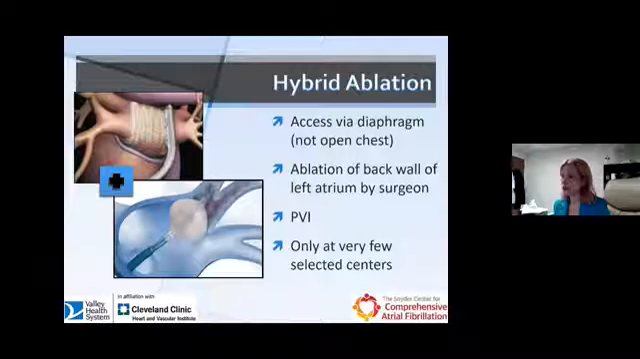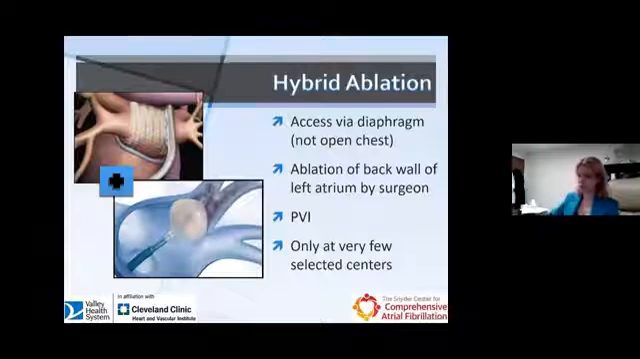This is a two-part procedure where we do the pulmonary vein isolation, as I described earlier, but the surgeon comes in with us and he ablates the back wall of the left atrium, which can also be a source of atrial fibrillation in a later stage when the person has been in atrial fibrillation for longer periods of time. This is not open heart surgery.